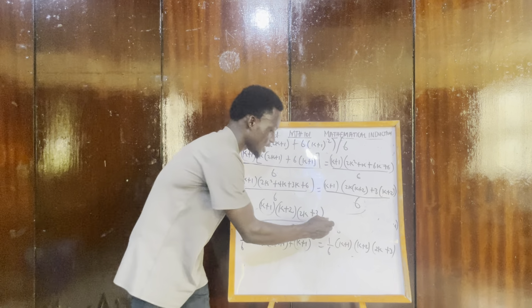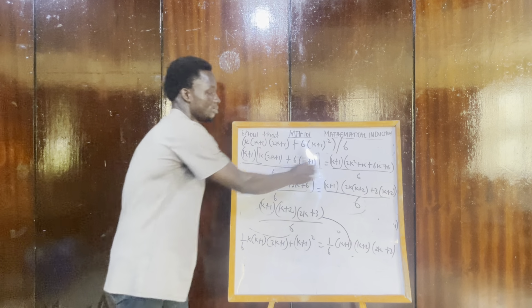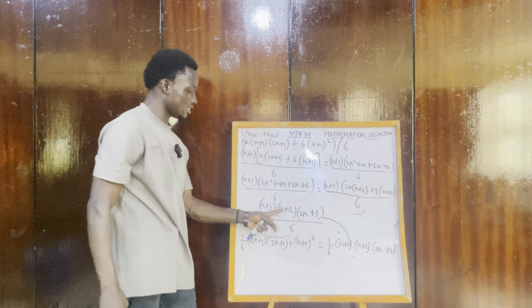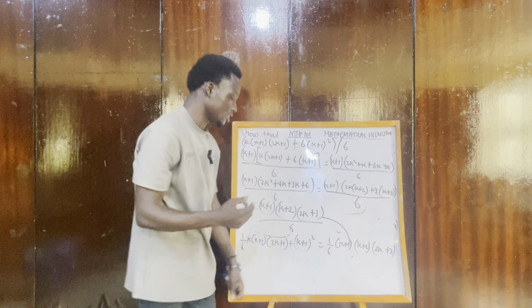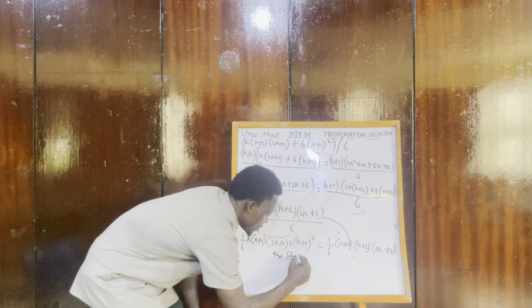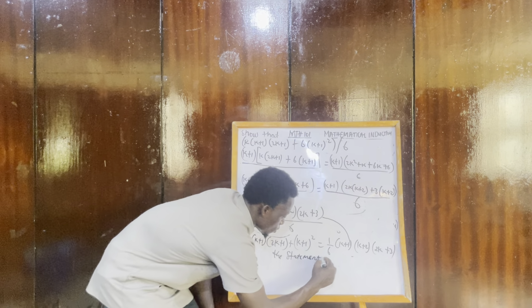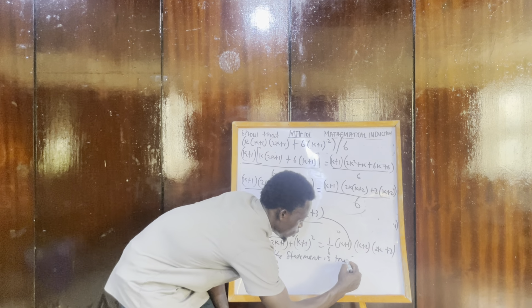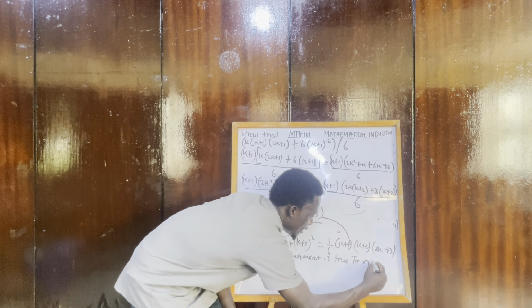So since both sides are equal, don't forget what I'm dealing with here is just the left hand side alone. Now, since the left hand side is equal to the right hand side, you conclude that the statement is true for all n greater than or equal to 1.